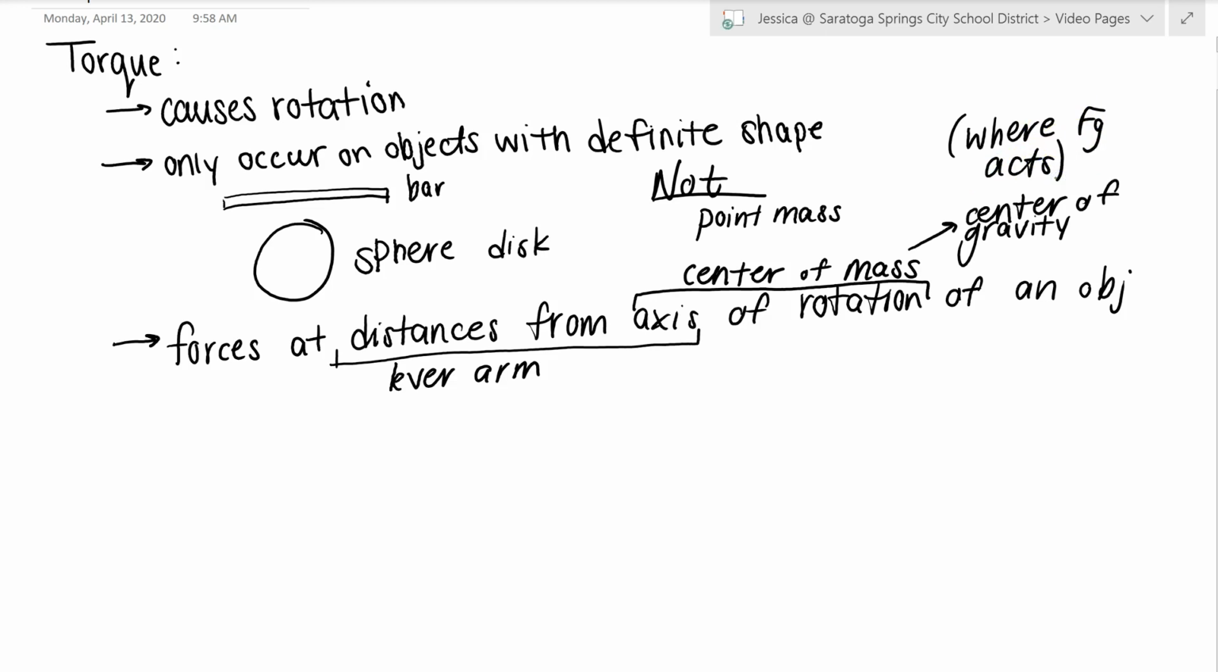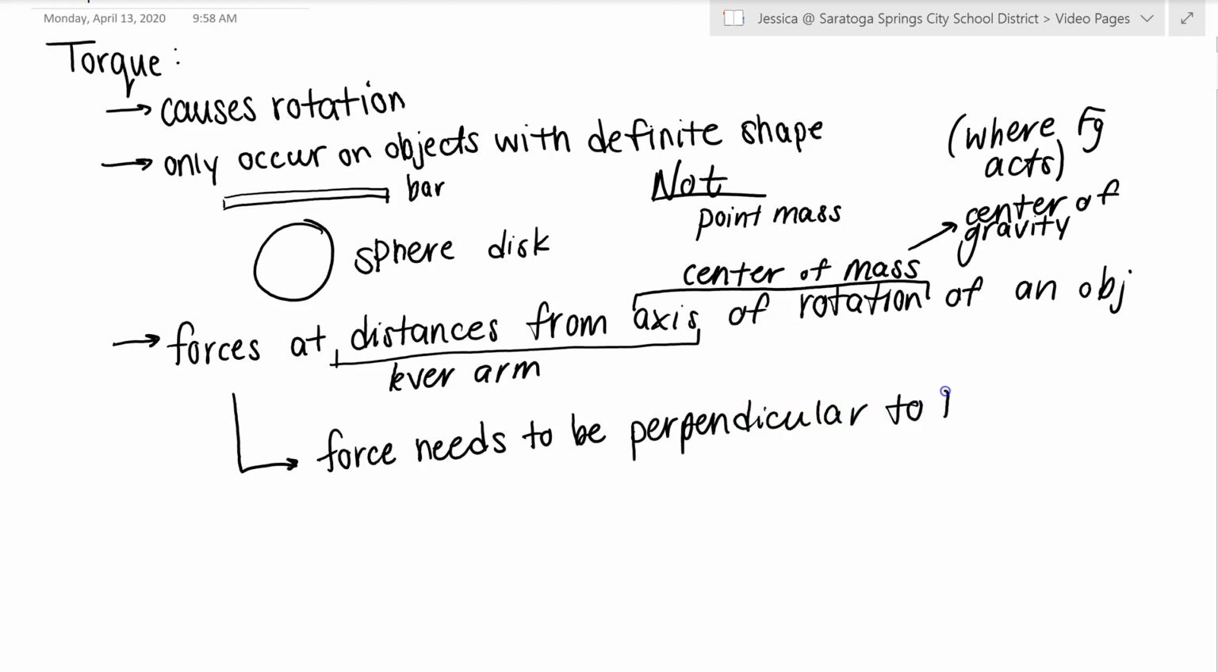In addition to being forces at a distance, the force needs to be perpendicular to the lever arm. Now, the whole force doesn't need to be perpendicular to the lever arm, but a component of the force needs to be perpendicular to the lever arm.